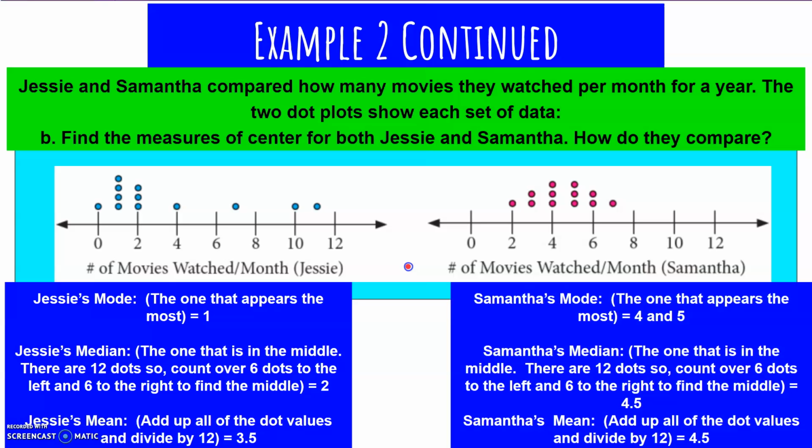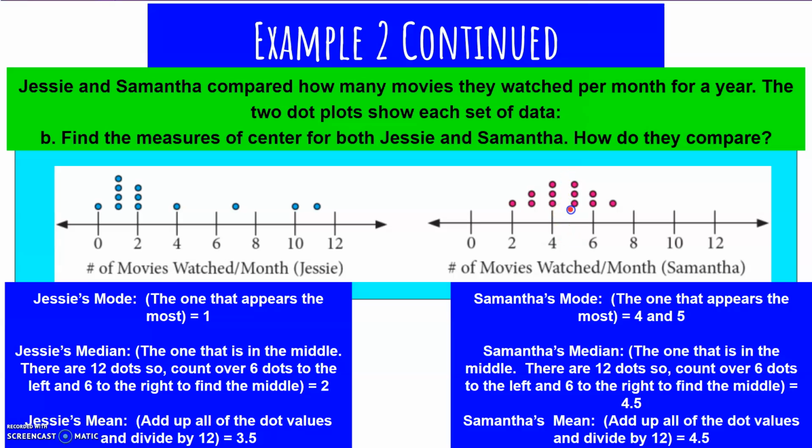Let's talk Samantha's. Samantha's mode is both 4 and 5 because she had 3 months where she watched 4 movies and 3 months where she watched 5 movies. Her median is the one in the middle, is 4.5 because there's 12, and if we count 6 and 6, it's going to be right here in the middle between 4 and 5. And her mean is also 4.5.